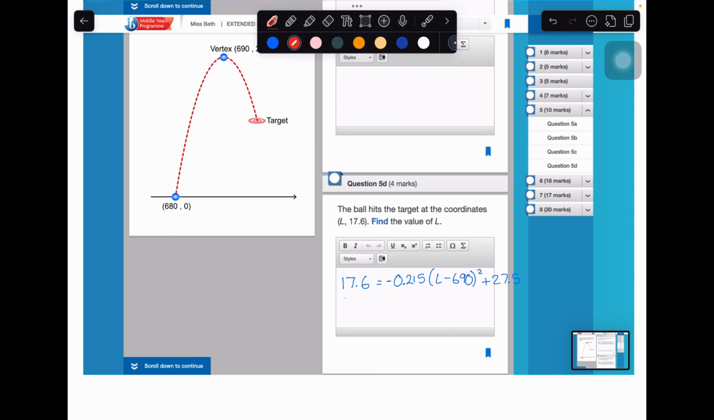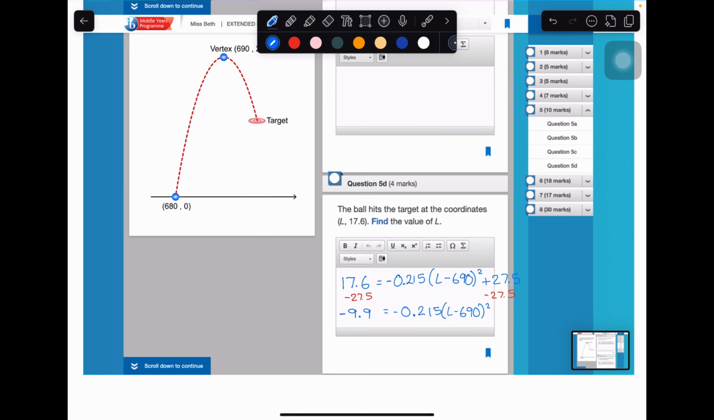So you would subtract the 27.5 from both sides. First of all, what would that give you? That would give you negative 9.9 maybe? Gosh, my brain's not working right now. Let's see. Okay, let's try that again. Yeah, negative 9.9, I was right, equals negative 0.275 brackets L minus 690 all squared.